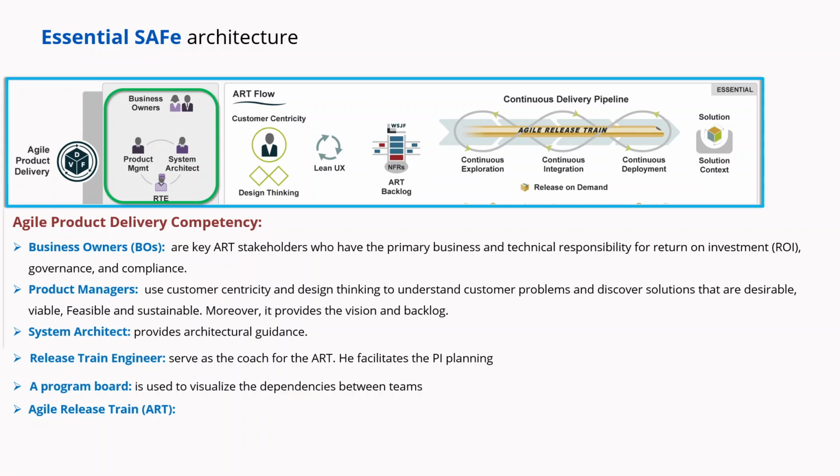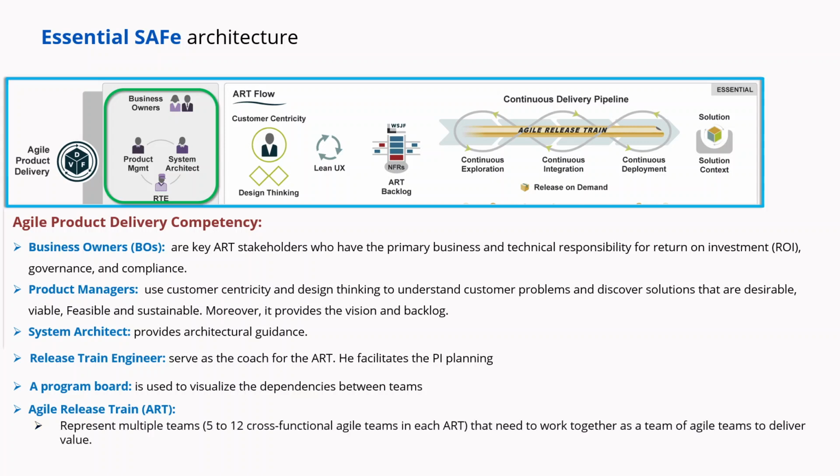And we have the Agile release trains, which represent multiple teams of 5 to 12 cross-functional Agile teams in each ART that need to work together as a team of Agile teams to deliver value. It includes 50 to 125 people. The ART time box is called a program increment, which is typically 5 iterations long.